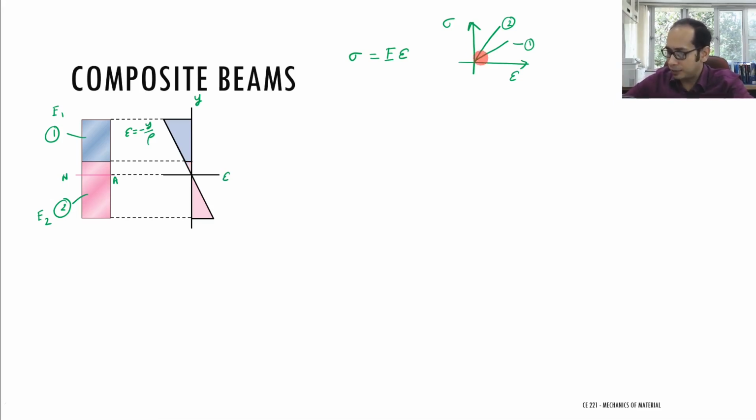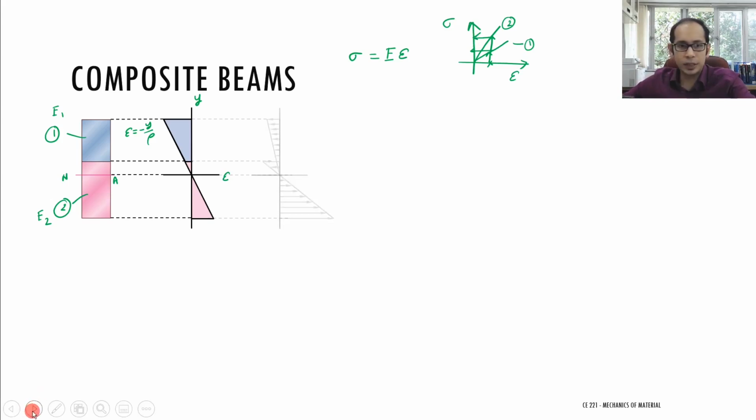So if I have a particular strain over here, but I go and calculate the stresses, I am going to have two different stresses: one particular sigma for material 1, which is this one over here, and another sigma over here. So there is going to be a jump at that particular interface. I'm going to have some discontinuity.